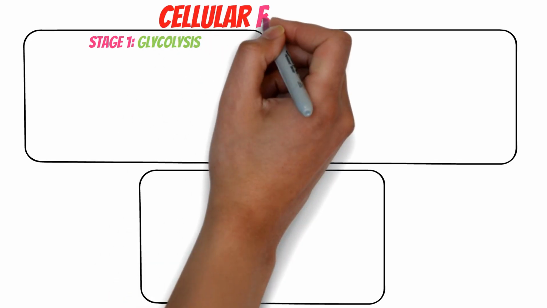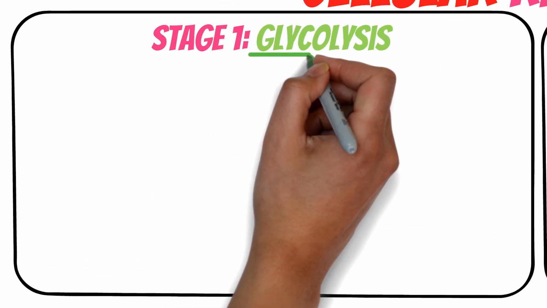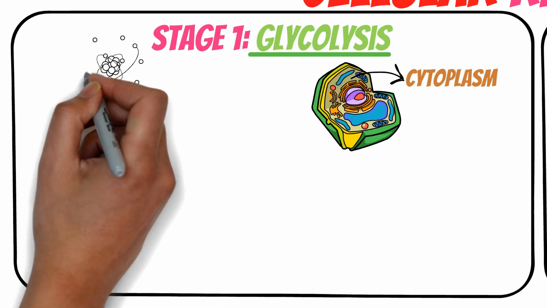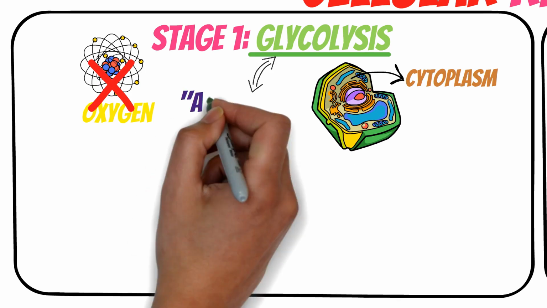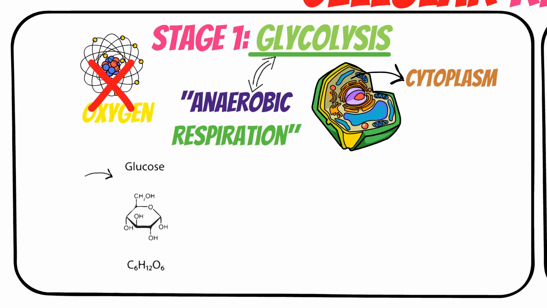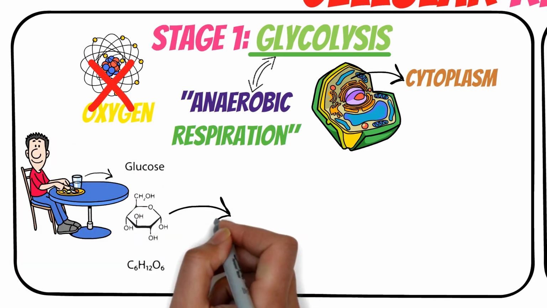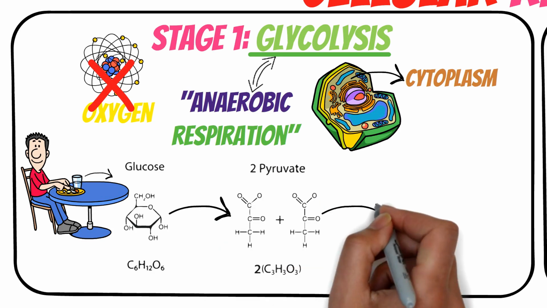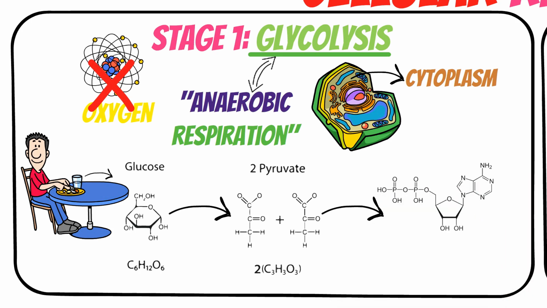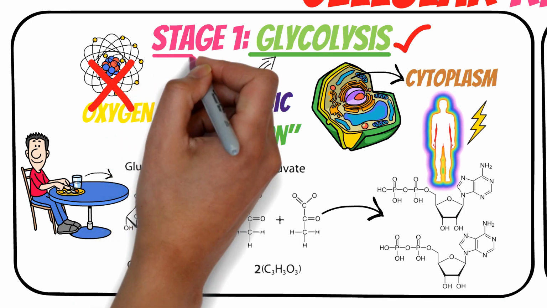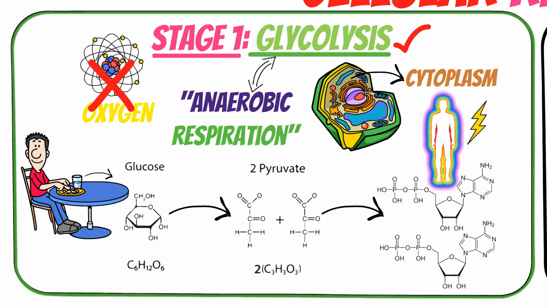The first stage of cellular respiration is glycolysis, a process that takes place in the cytoplasm of the cell. Glycolysis doesn't require oxygen, which is why it's known as anaerobic respiration. In this stage, a molecule of glucose, derived from the food you eat, is broken down into 2 molecules of pyruvate. This process releases a small amount of energy, enough to produce 2 molecules of ATP. Glycolysis is fast and efficient, providing your body with a quick burst of energy when needed. However, it's only the first step in a much larger process.